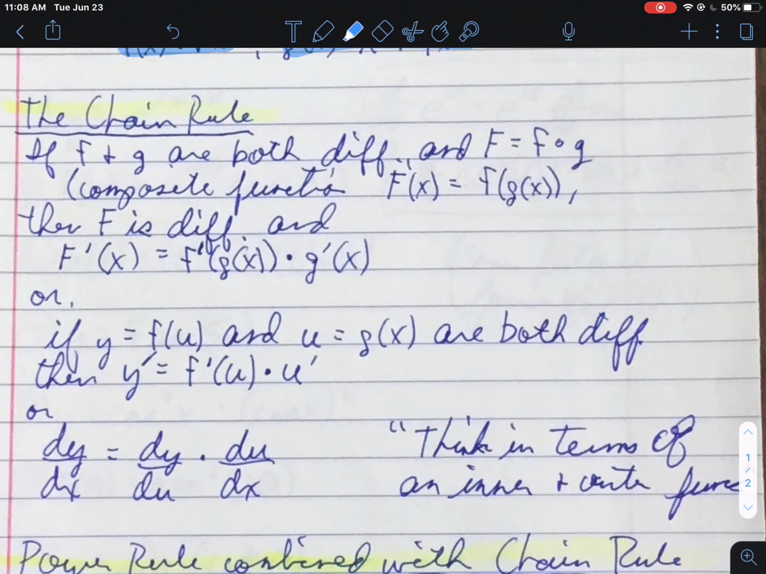So for the chain rule, here's our definition. If I have two functions f and g that are both differentiable, and we form a new function cap F that is the composition of f and g, so this cap F is f of g of x, where we take g and plug it into little f, then the derivative of the main function, cap F prime, is the derivative of that outer function f with respect to its inner function, times the derivative of the inner function.